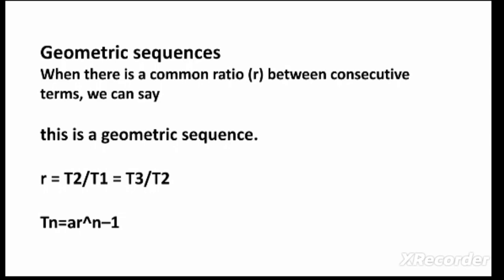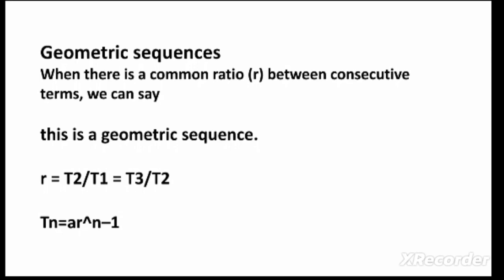So a sequence, if you see numbers in order and they are separated by commas, that is a sequence. But in geometric sequence, there is a common ratio between consecutive terms. Remember, in arithmetic sequence, there is a common difference. In quadratic sequence, there is a common second difference. So in geometric sequence now, there is a common ratio. What do we mean? If you take term 2, you divide by term 1, you're going to get the ratio.